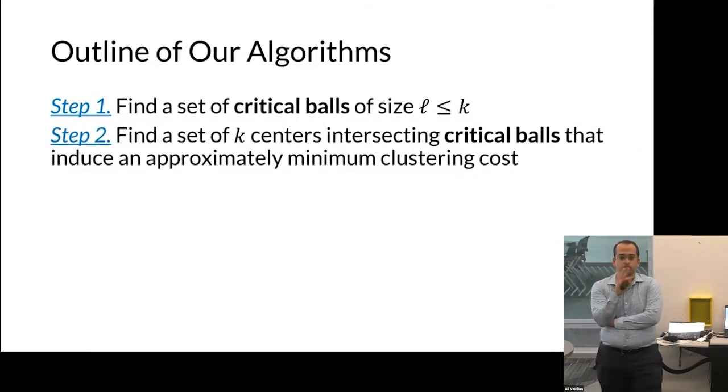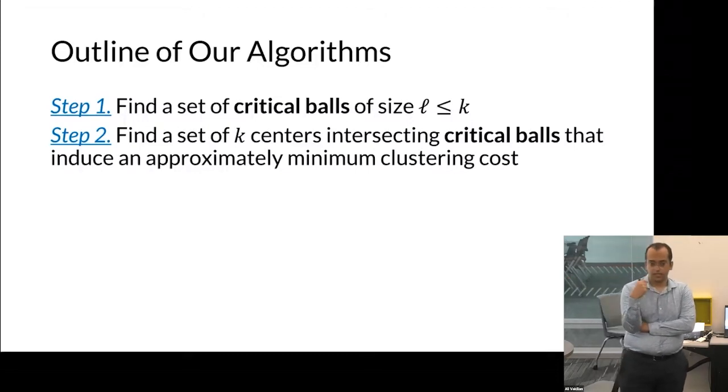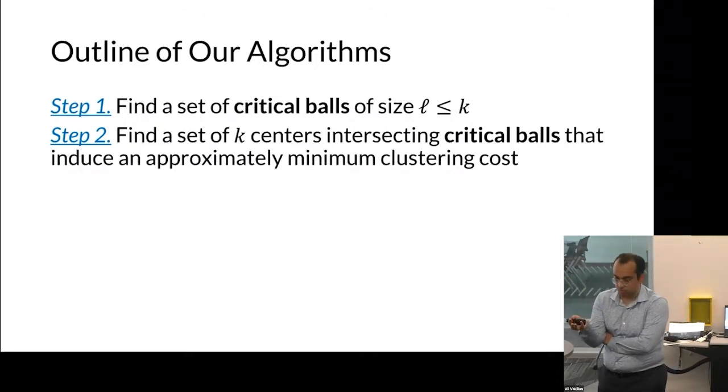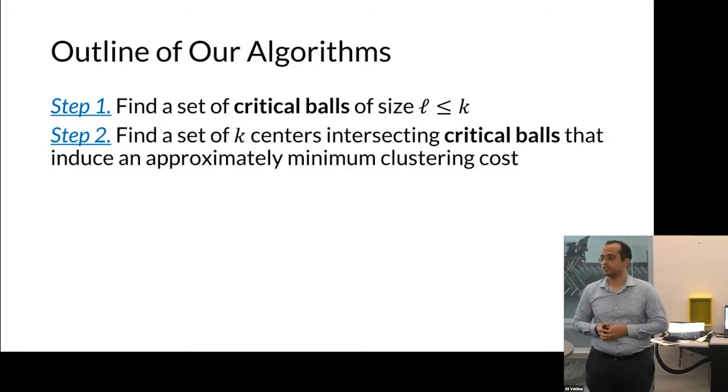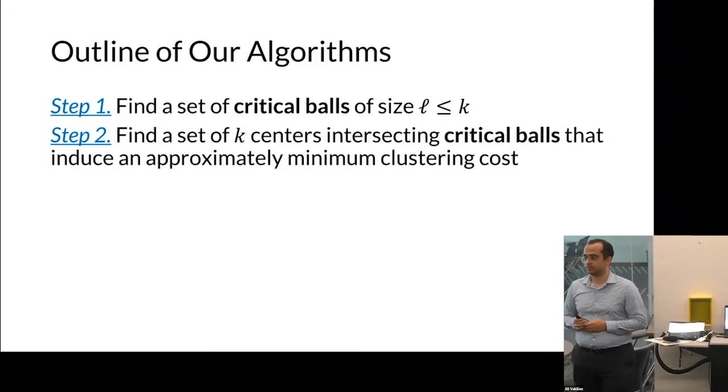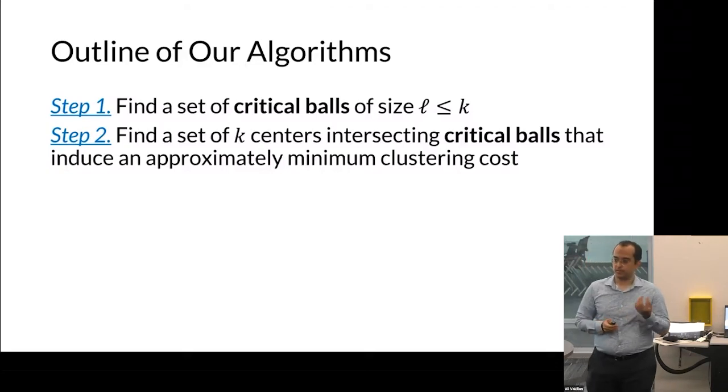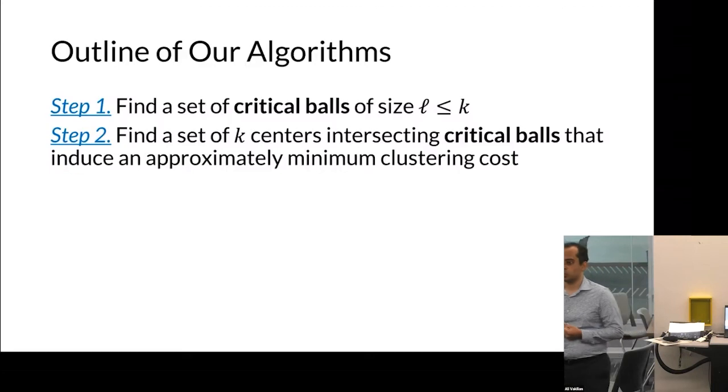So basically, we first find these critical balls, and this is our problem: we want to find K centers that intersect all these critical regions. What do you mean by centers intersecting? Yeah, if we pick a center from each ball. That's it.